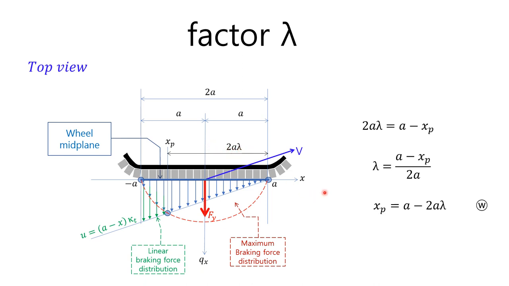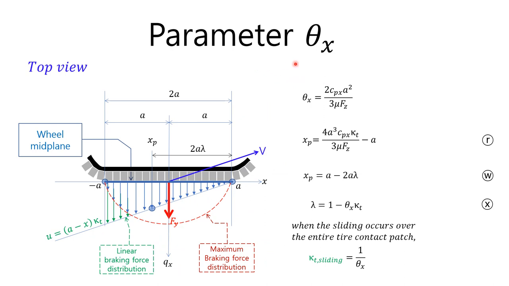When lambda is zero, sliding occurs on the entire tire contact patch, and when lambda is 1, sliding does not occur on the tire contact patch. Using lambda, the position xp of a sliding start point can be expressed as in the equation W. Let's define the parameter theta x as this equation to simplify the expressions.